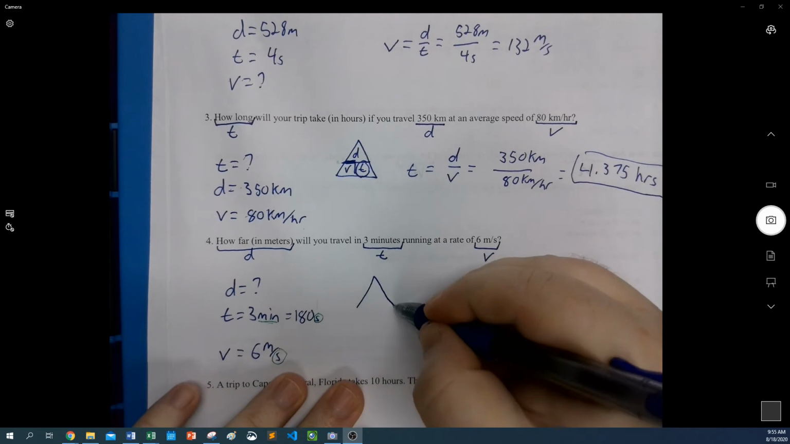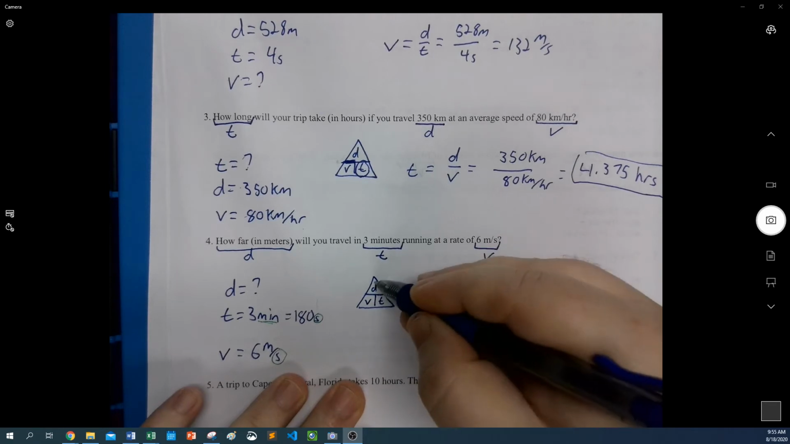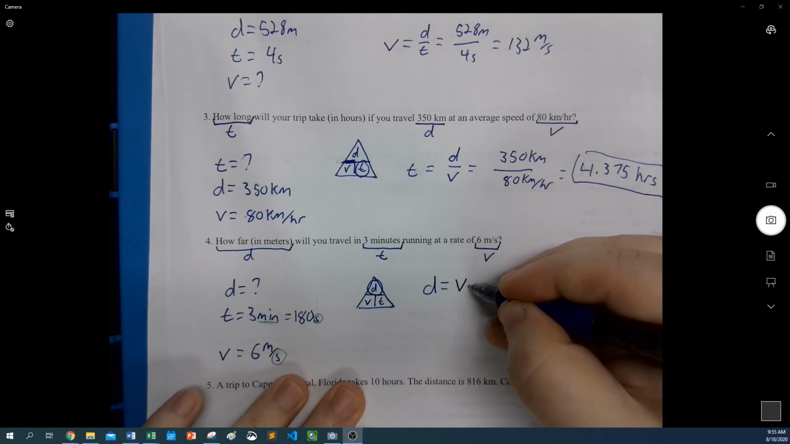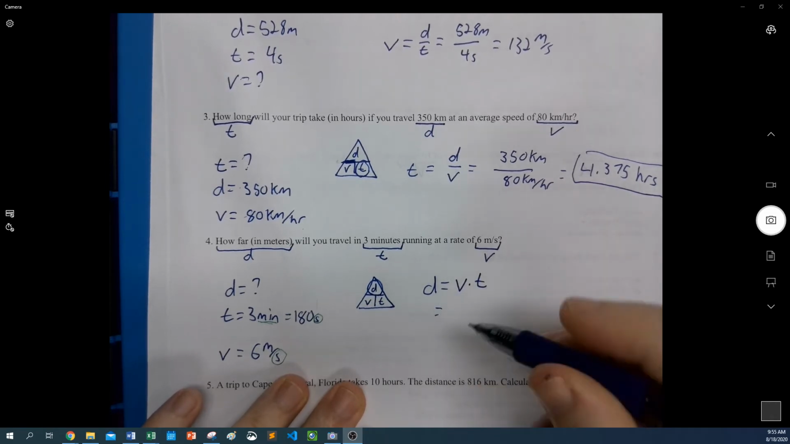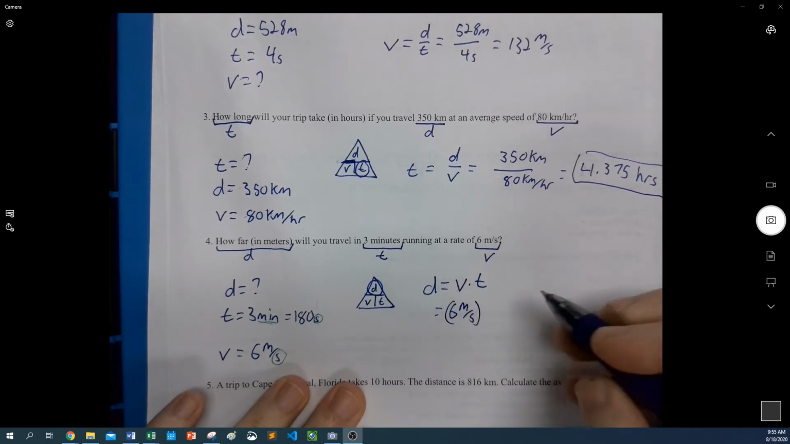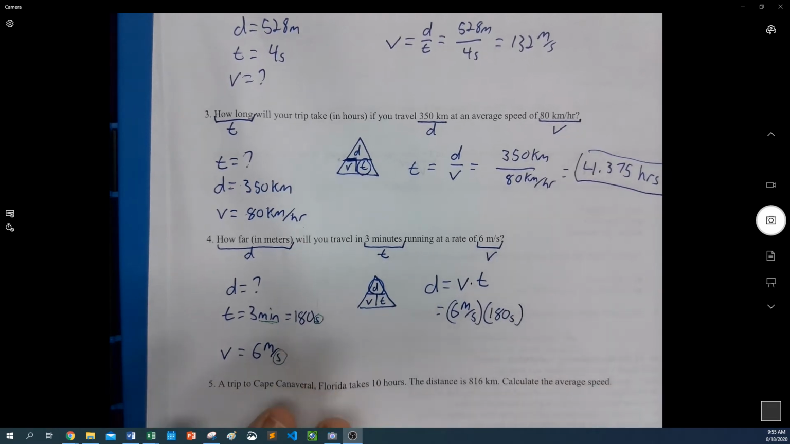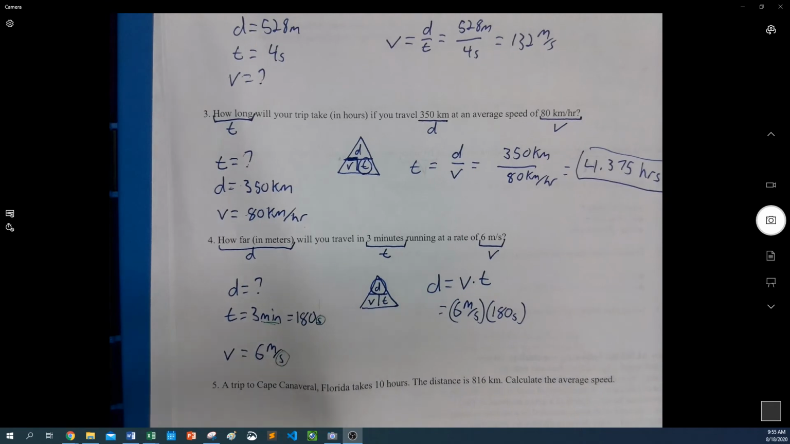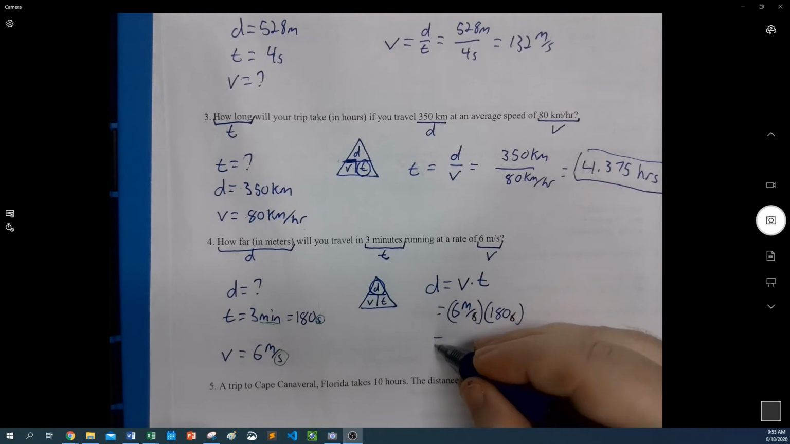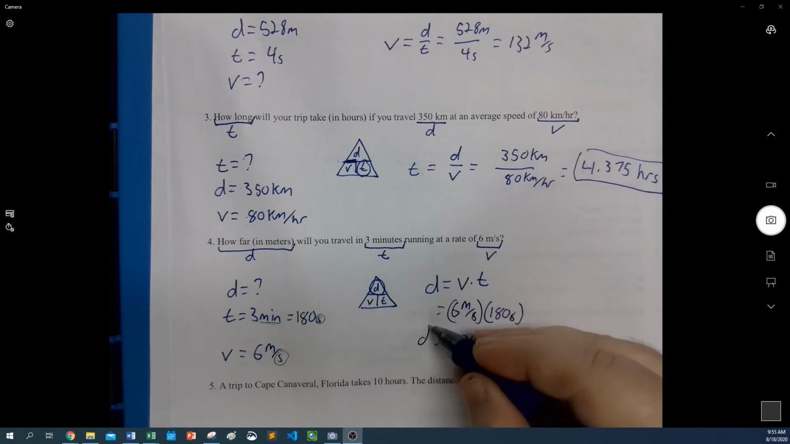So using our triangle, VDT, and we're solving for distance. Distance is equal to velocity times time. Our velocity was 6 meters per second, and for time we would use 180 seconds. We do this so that the seconds will cancel each other out. And then you get 1,080 meters. Meters is a unit of distance.